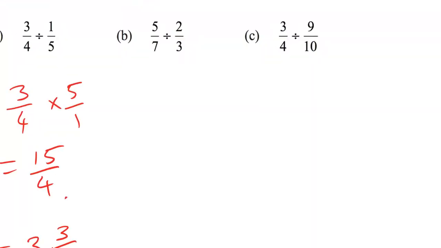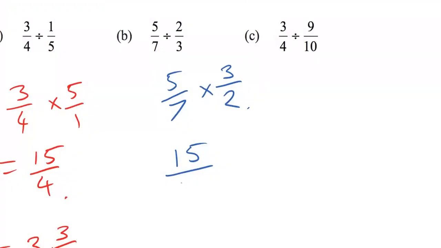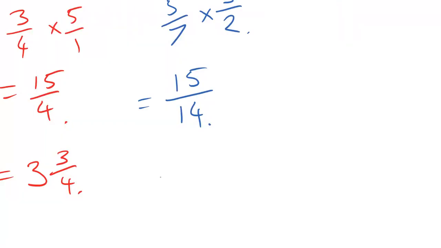Let's have a look at B. 5/7 divided by 2/3 is the same thing as multiplying by 3/2. 5 times 3 is 15. 7 times 2 is 14. So this is equivalent to 15/14, and that can be best written as 1 1/14.